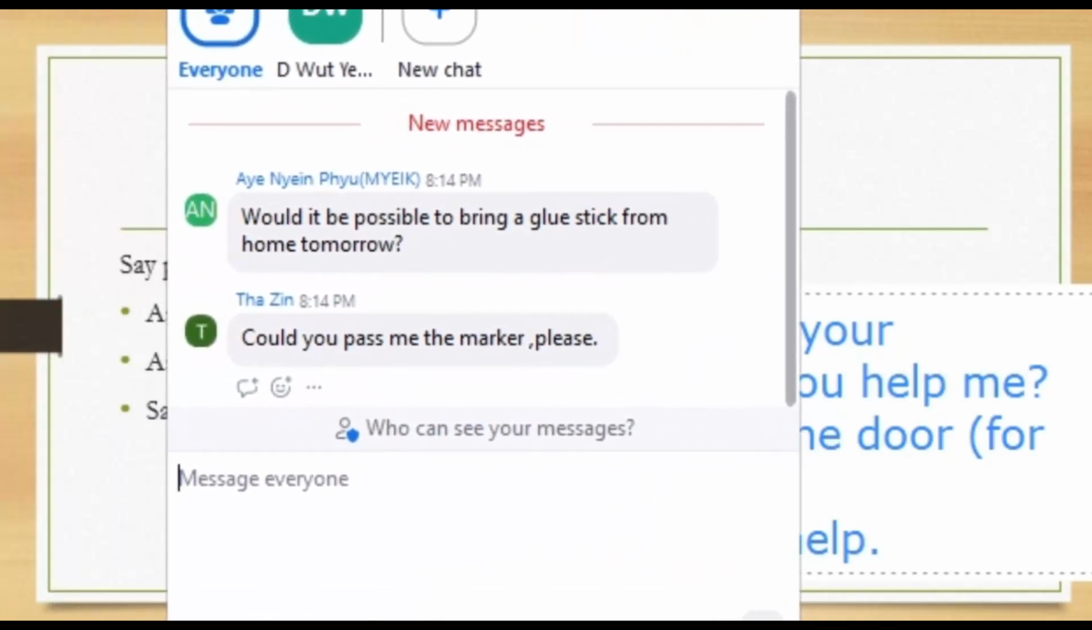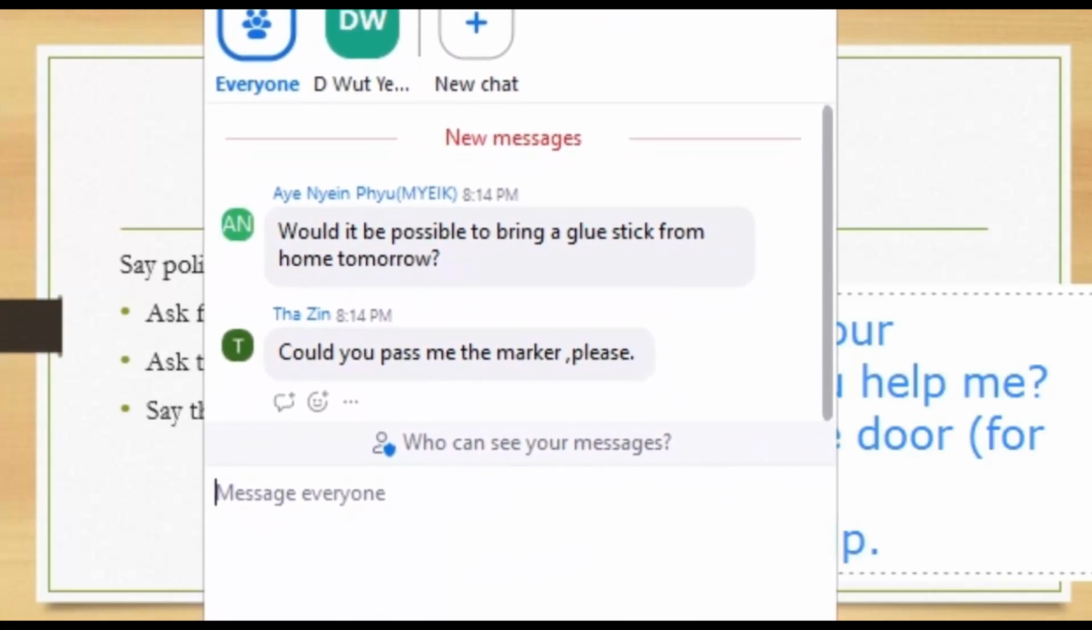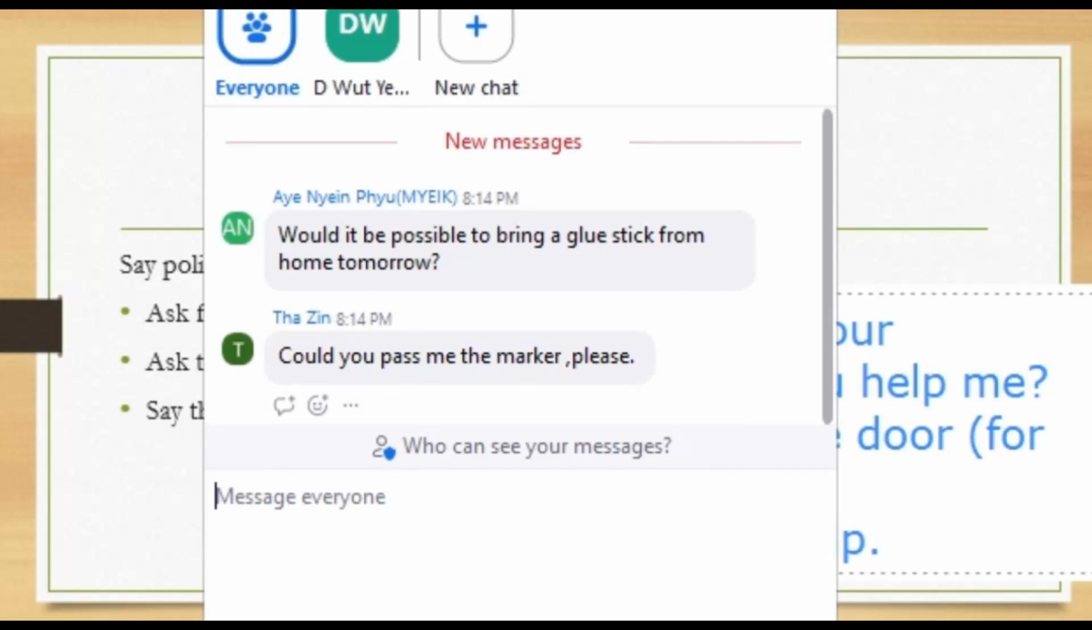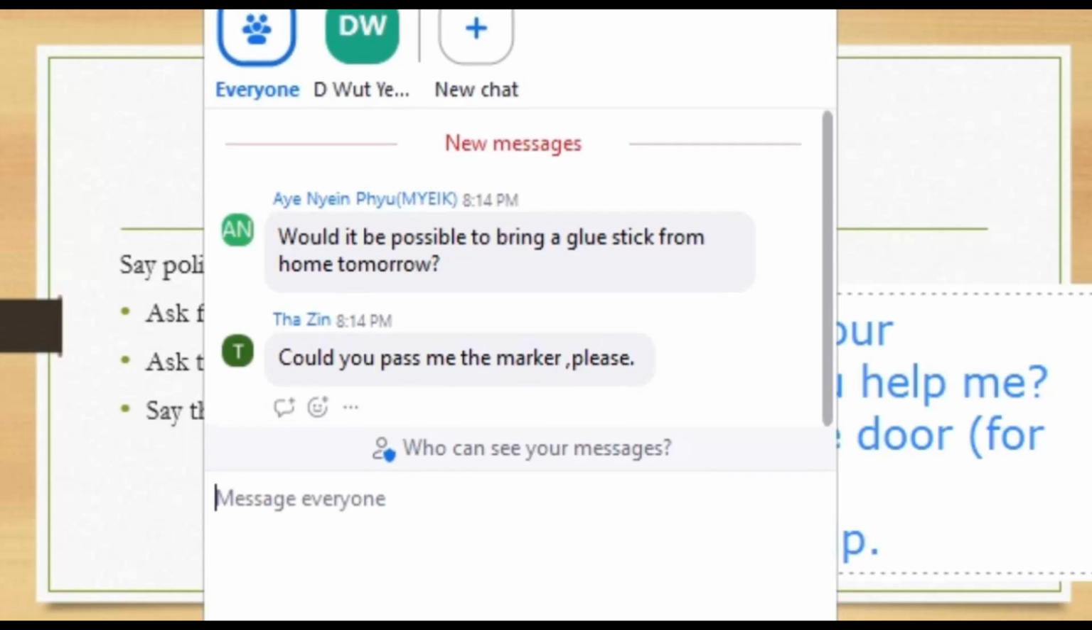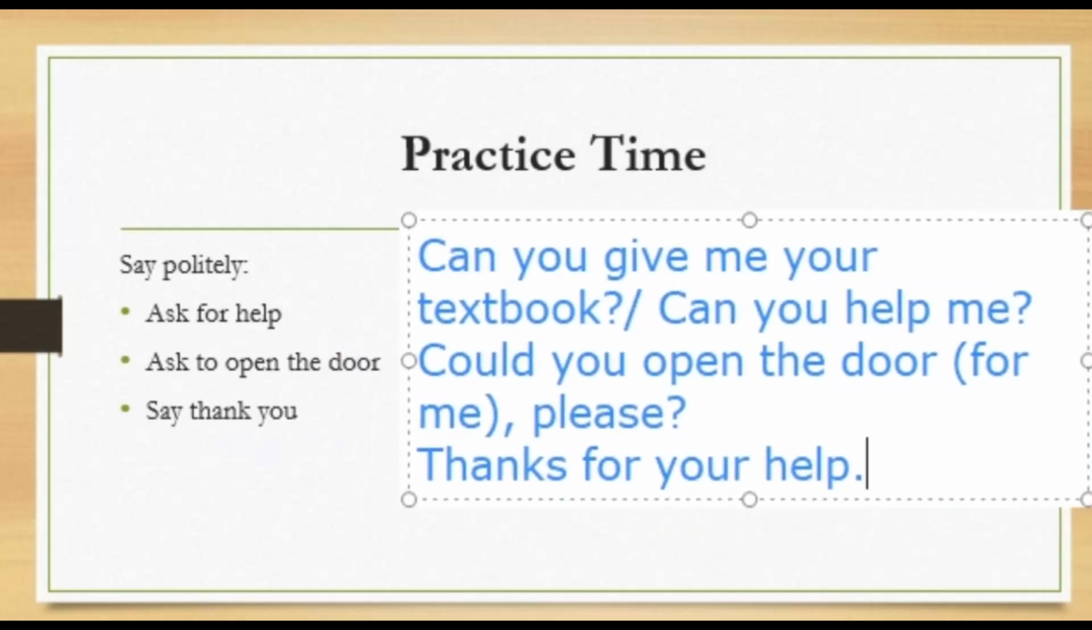Thank you for your questions. They're very helpful. One teacher wrote here, would it be possible to bring a glue stick from home tomorrow? So that's also very polite. Would it be possible? That's right. It's a very polite request. And could you pass me the marker, please? That's also a polite request.